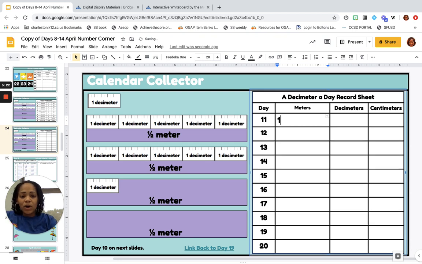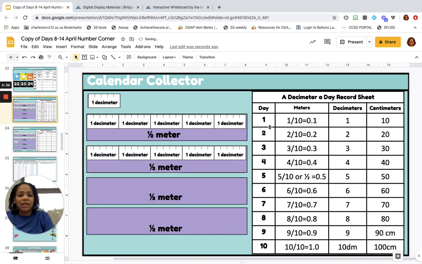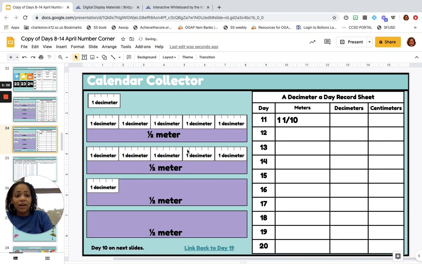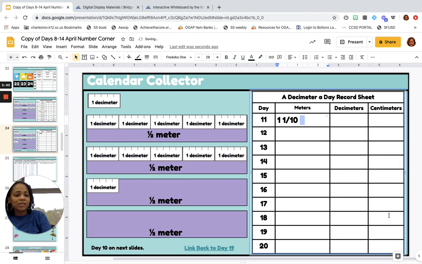Good. So we have 1 whole meter right here with our 10 decimeters. But now we have 1 decimeter left over. So that's 1 and 1/10 of a meter. And I'm going to write that as a decimal because you guys should know how to write fractions or mixed numbers as decimals, right? 1 and, which is our decimal, 1/10. That's how I would write it.